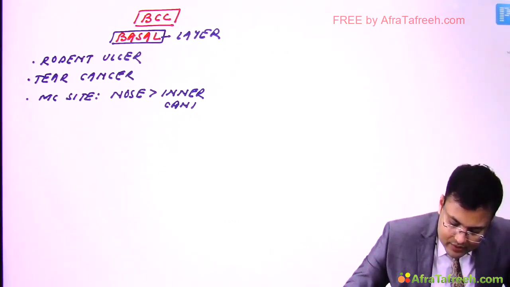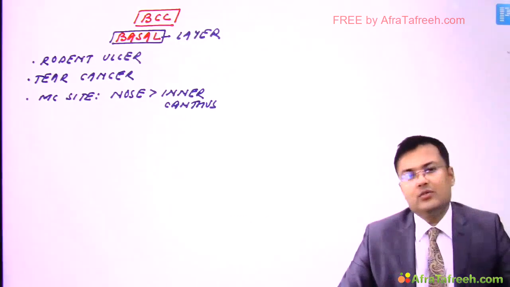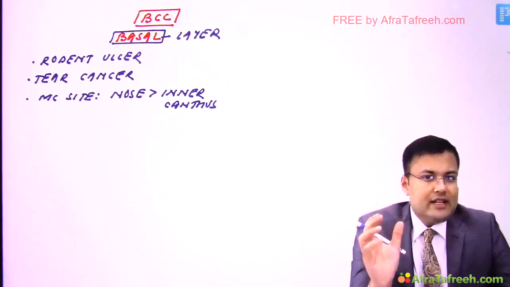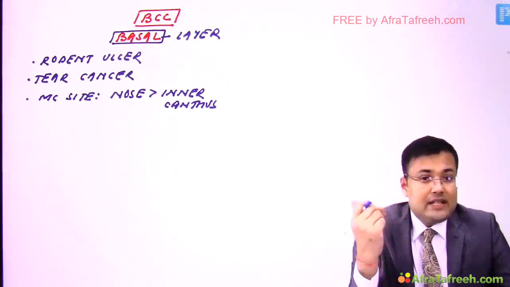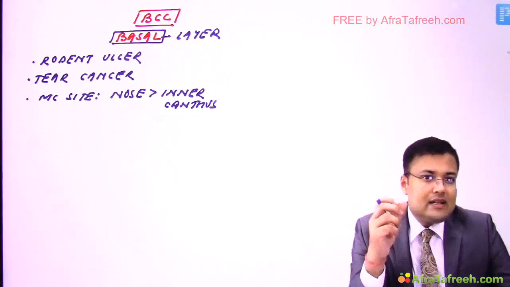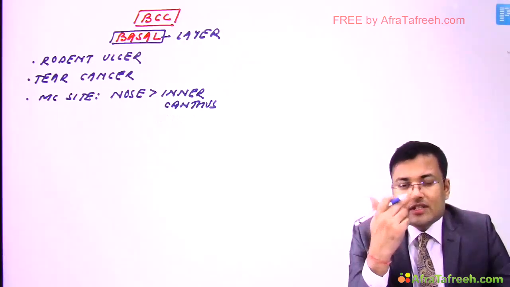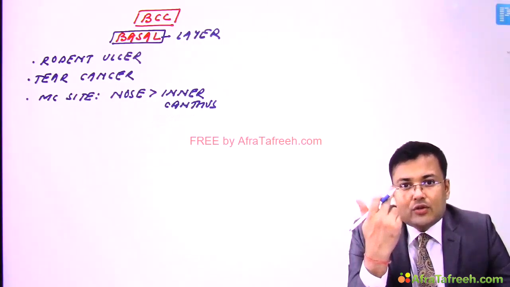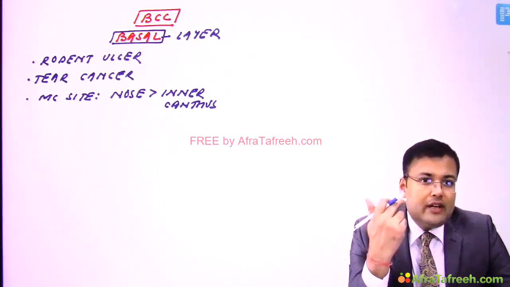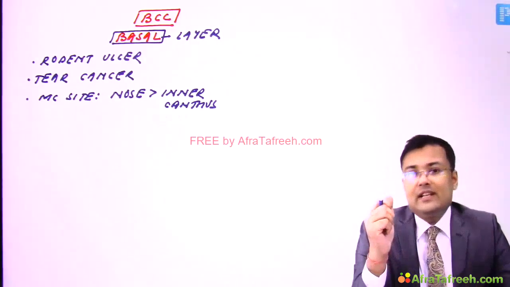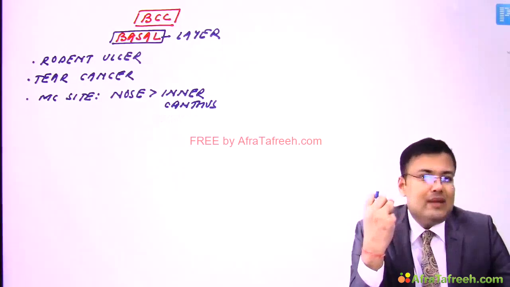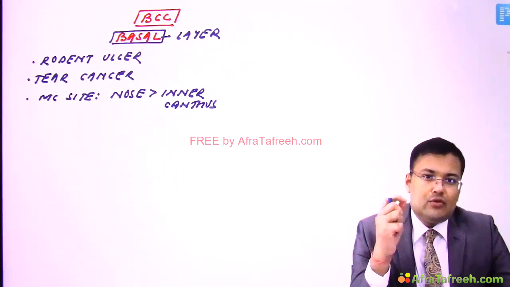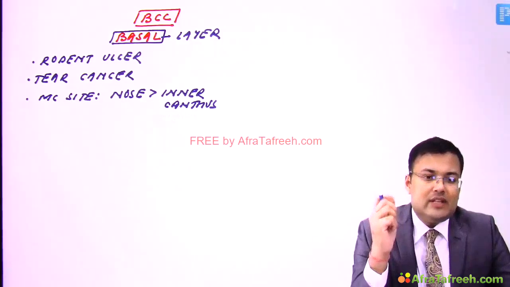Clear? Okay. Now see why it is known as rodent ulcer. If you have seen a patient of basal cell carcinoma, generally this basal cell carcinoma is going to cause destruction of tissues locally. So it is going to destroy tissue locally without any evidence of distant metastasis. So this is locally malignant, and that's why it is known as rodent ulcer. Second, why is it known as tear cancer?